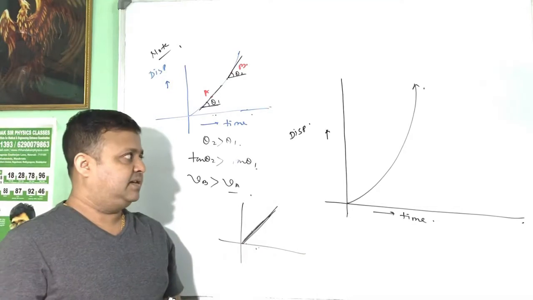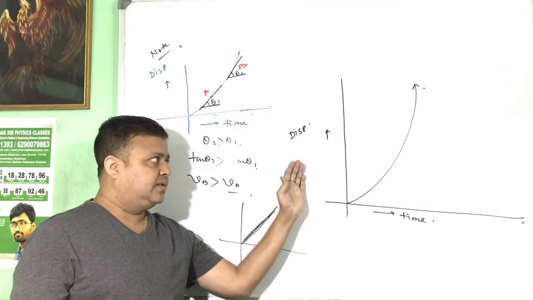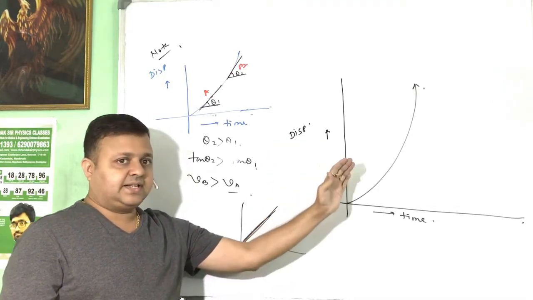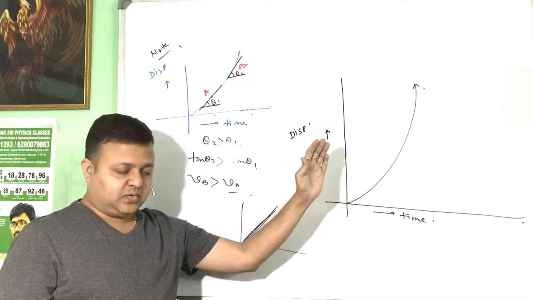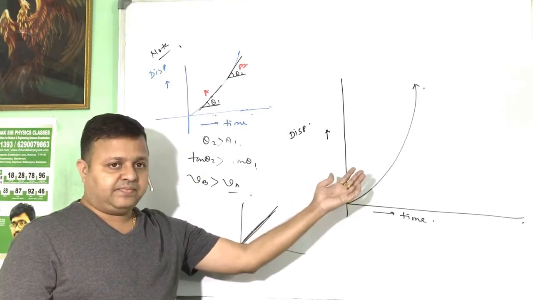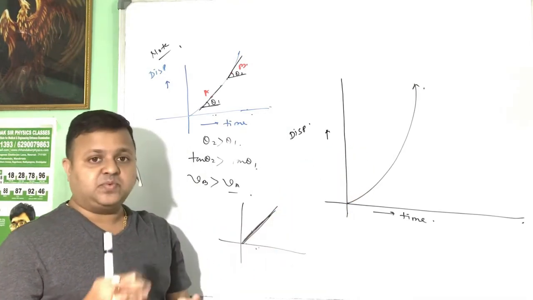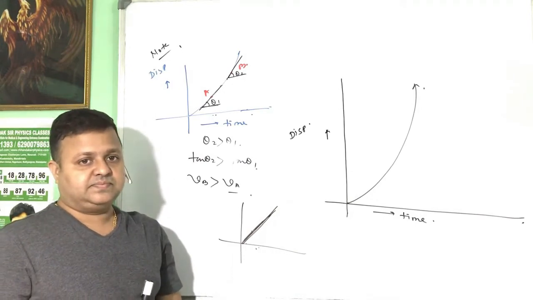Here, this is the displacement-time curve when the body is moving with a non-uniform velocity. That means here the velocity is increasing. That is, it is moving with an acceleration.